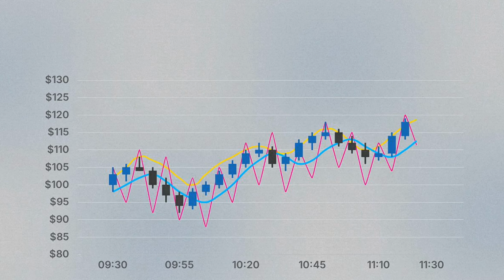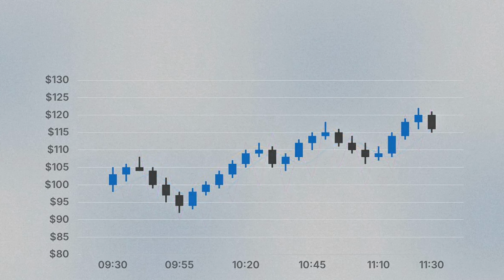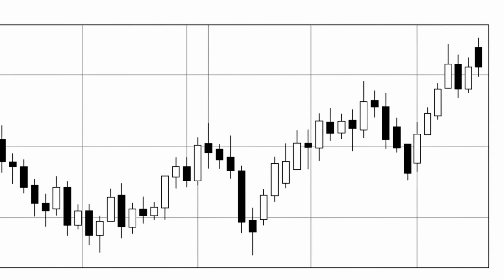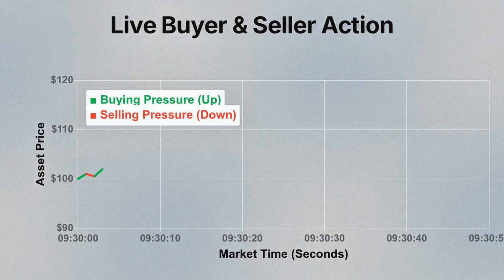The solution is to strip the chart bare of the lagging math and focus exclusively on pure price movement. This is price action. It is the direct, unfiltered language of human market psychology, showing you exactly what buyers and sellers are doing in real time.